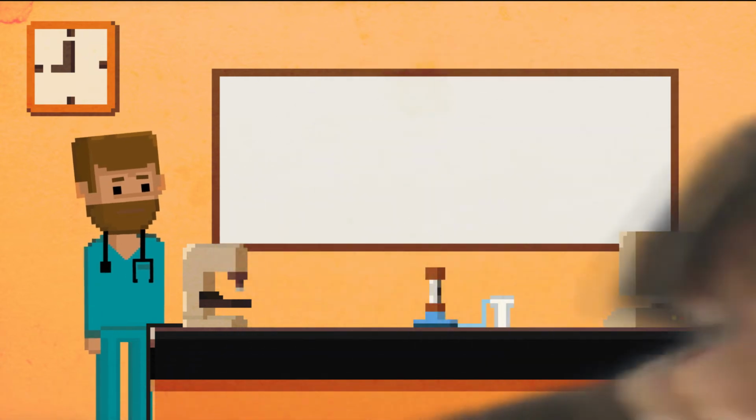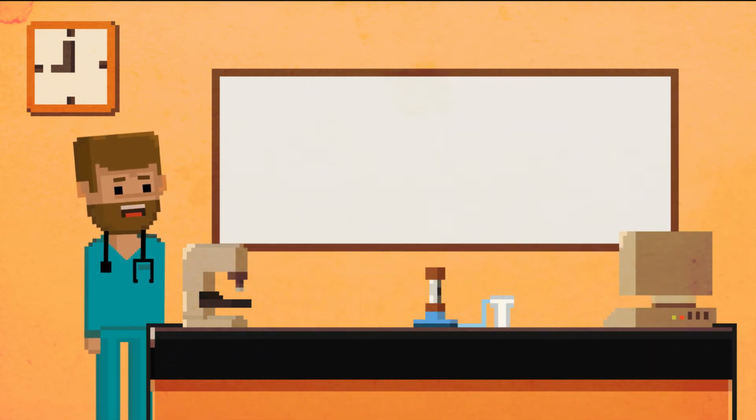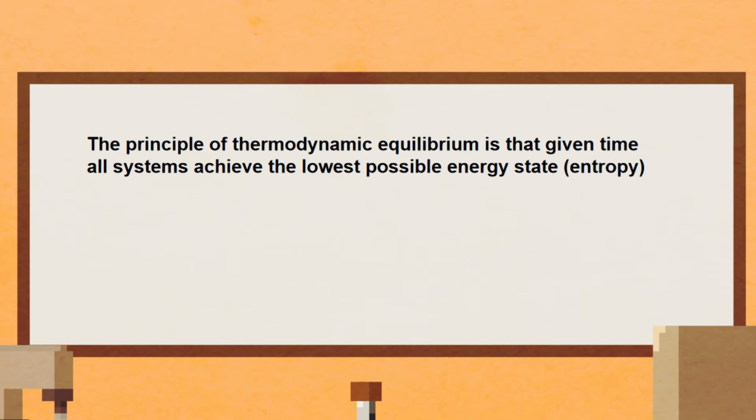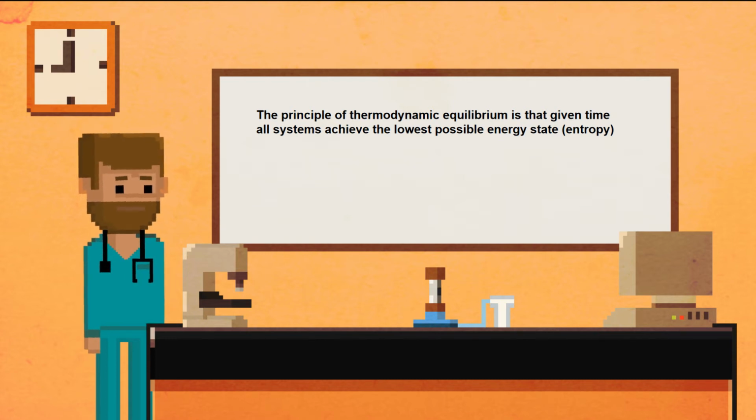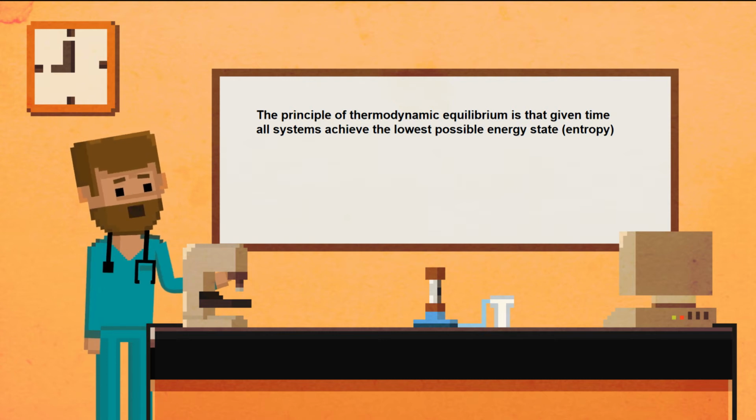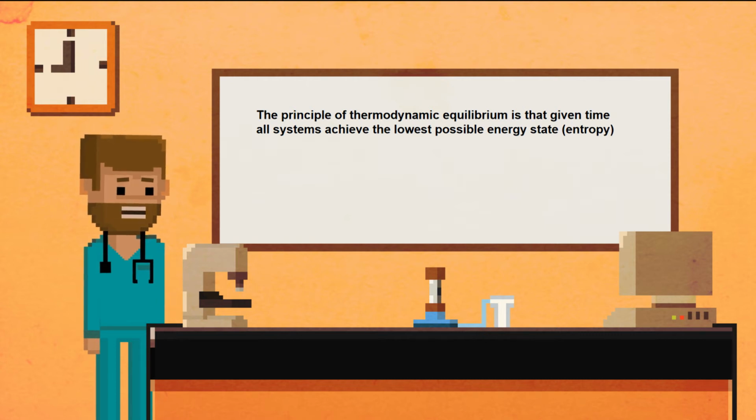Now there's a couple more laws of thermodynamics that we should probably talk about. One of them is the principle of thermodynamic equilibrium, and that just says, given time, all systems achieve the lowest possible energy state. So if we go back to the glass of ice water analogy, basically if you let it sit for long enough, it will reach thermodynamic equilibrium. So heat is transferred into the glass until the water's room temperature. You know, everything's equaled out.